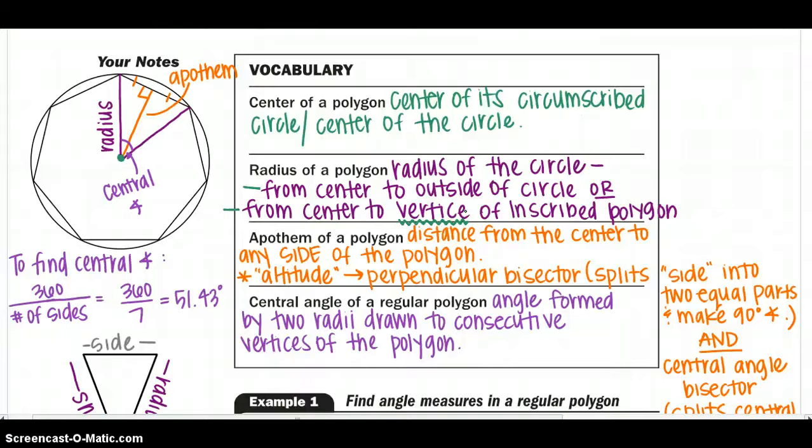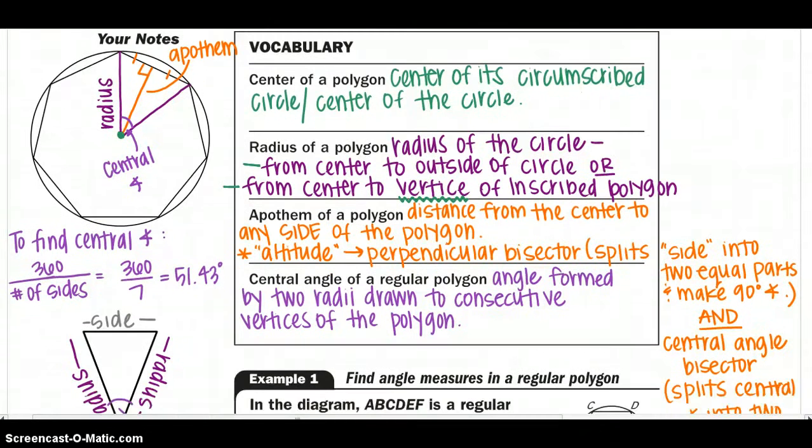Our new word is called apothem. It's a little bit different, but it is the distance from the center to any side of the polygon. So I kind of think of it as having similar characteristics to the altitude that we know of. One, it's a perpendicular bisector, which means it splits the side into two equal parts and makes a 90-degree angle. So as you can see in our polygon, the right angle up top, that is going to be called our apothem.